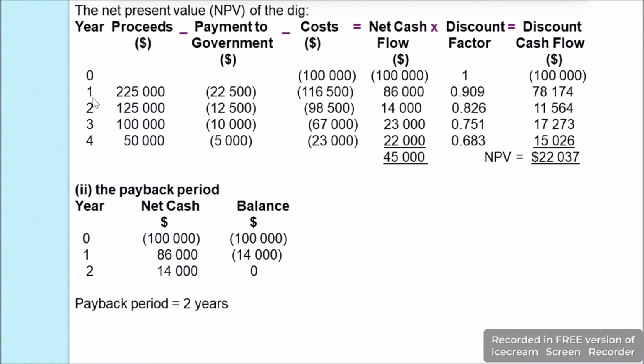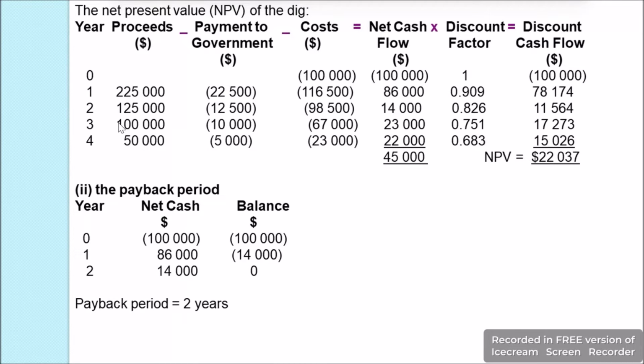Then in year 1, we have the proceeds of $225,000, and from here we will subtract the payment to the government of $22,500 and the cost, which was given as $116,500. When we subtract these two from $225,000, we'll get the net cash flow of $86,000. We will multiply this with the discounting factor of 0.909 and we'll get the discounted cash flow as $78,174.